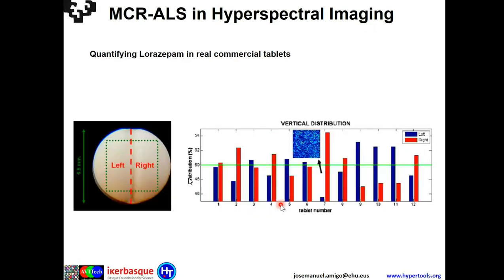So actually, what we could also do now with these maps is calculate what is in the left and what is in the right. And we can see tablets in which there is a huge disagreement between what is left and what is right. Okay, so this is highly appreciated if we want to remove this tablet, for instance, from the production line, because we cannot assure that the left part of the tablet and the right part of the tablet contain the same amount of lorazepam.